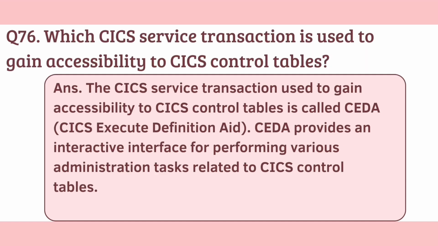Moving to question number 76. Which CICS service transaction is used to gain accessibility to CICS control tables? The answer is, the CICS service transaction used to gain accessibility to CICS control tables is called CEDA, CICS Execute Definition. CEDA provides an interactive interface for performing various administration tasks related to CICS control tables.